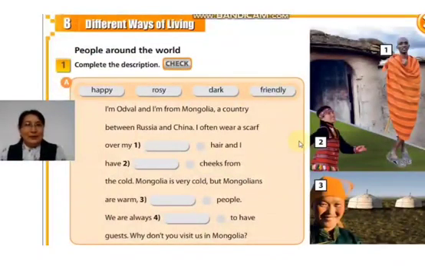Now, dear learners, let's do the first part of exercise number 1. Here, we must complete the sentences with the words happy, rosy, dark, and friendly. Before we complete, let's learn about the meanings of these words.